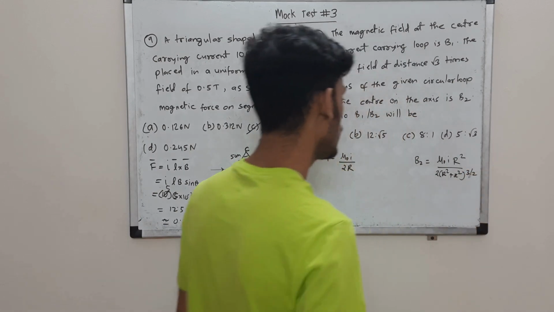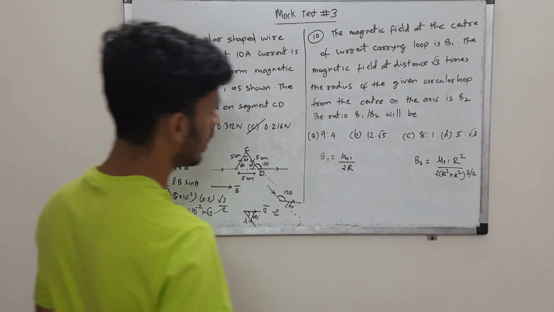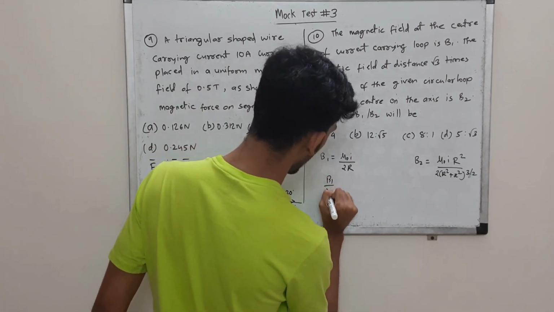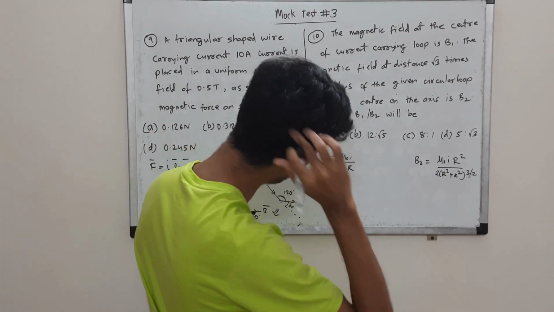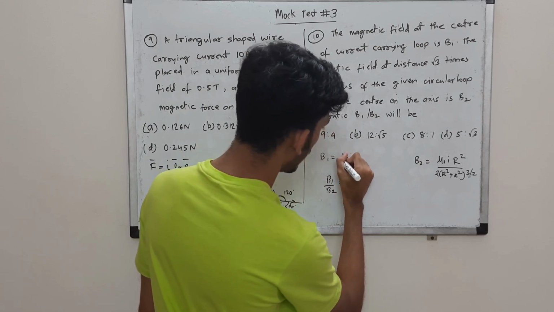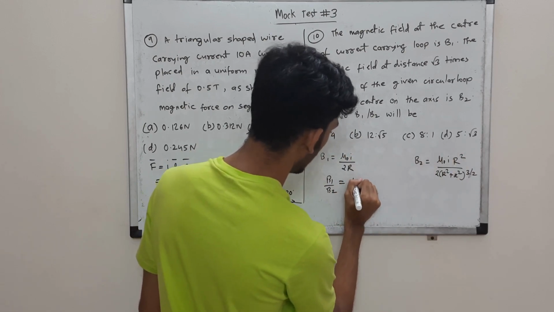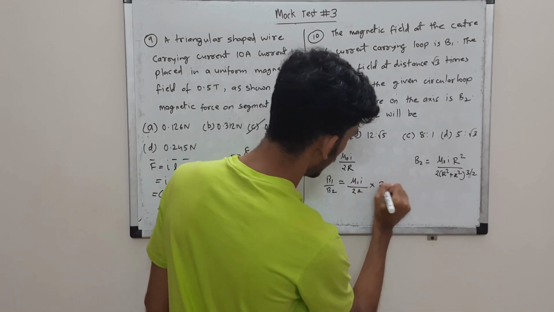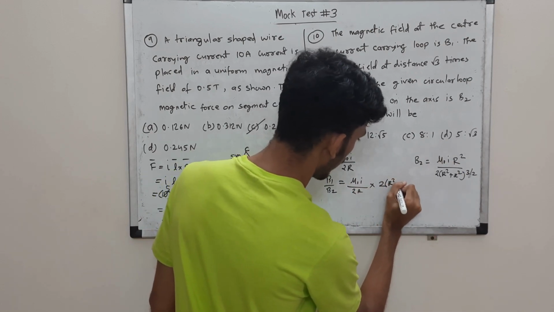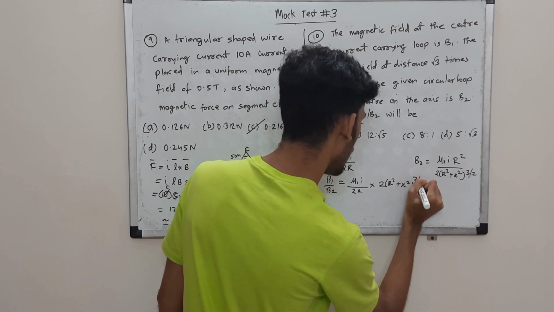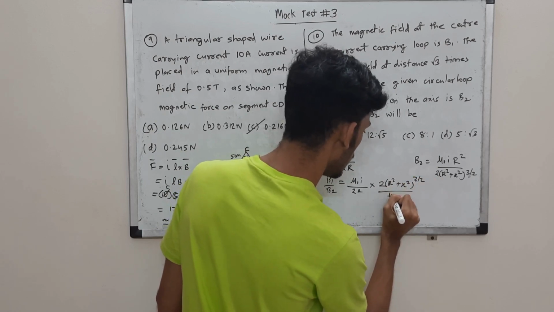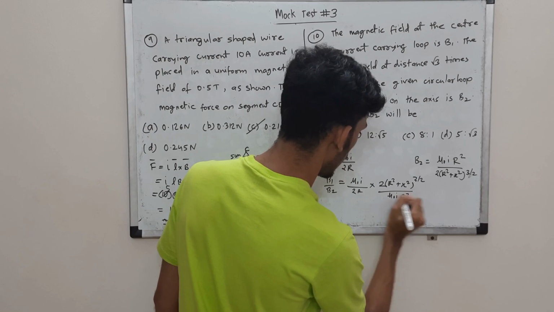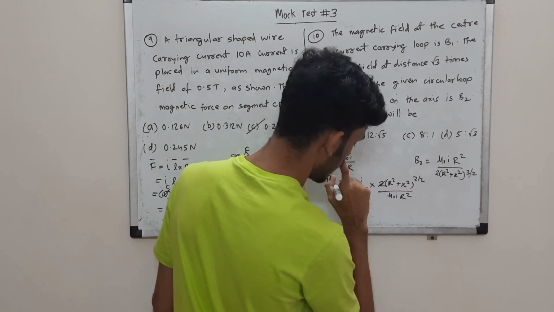Now we are supposed to tell the ratio B1 by B2. So B1 by B2. If you see, mu 0 I and mu 0 I will get cancelled, but let's write it: mu 0 I upon 2R into, this will become reciprocal, and this is mu 0 I R square. So 2 and 2 will get cancelled.